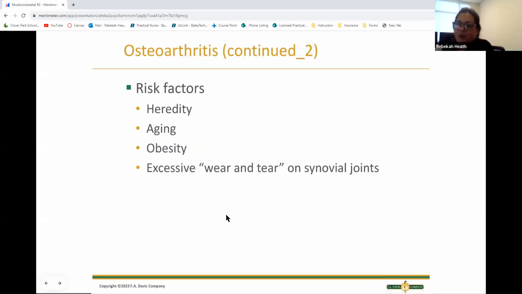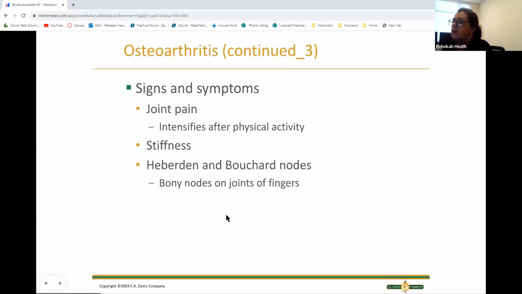So some of the risk factors: why would people be more likely to have it? Well, hereditary. If your parents have it, you're more likely to have it. As you age, you're more likely to experience arthritis. Obesity can also be another factor. And then also excessive wear and tear. Again, I think about our athletes, people who are professional athletes or have had a long history of athleticism, or even careers like a carpenter, or somebody who uses those joints a lot more. The more wear and tear, the more it has the potential to break down.